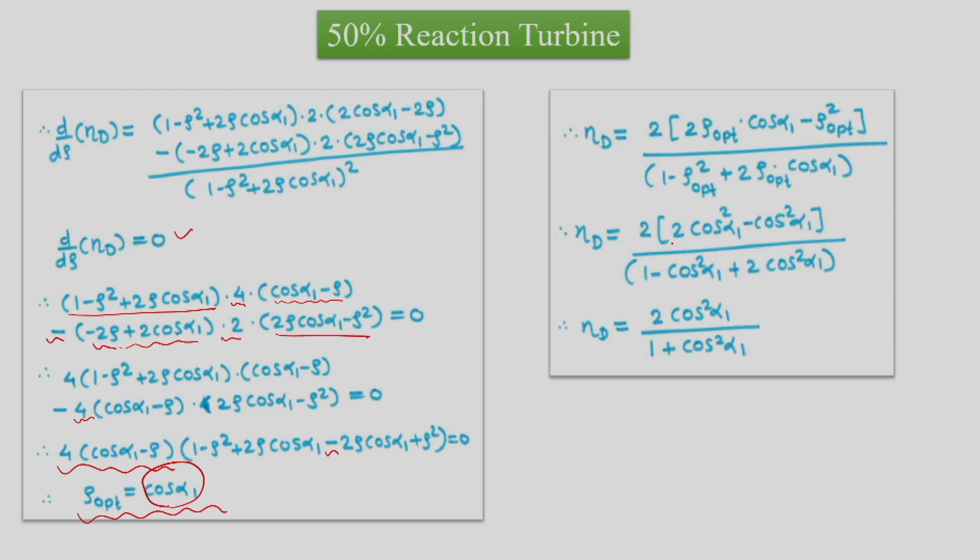So we will have 2 into the bracket 2 cos square alpha 1 minus cos square alpha 1, divided by 1 minus cos square alpha 1 plus 2 into cos square alpha 1. So that leads to 2 cos square alpha 1 divided by 1 plus cos square alpha 1. This is the maximum efficiency of a reaction turbine.